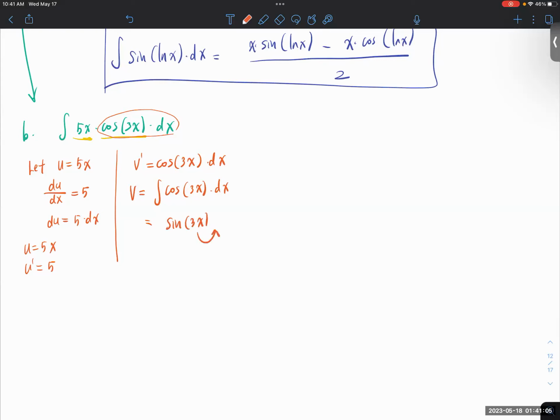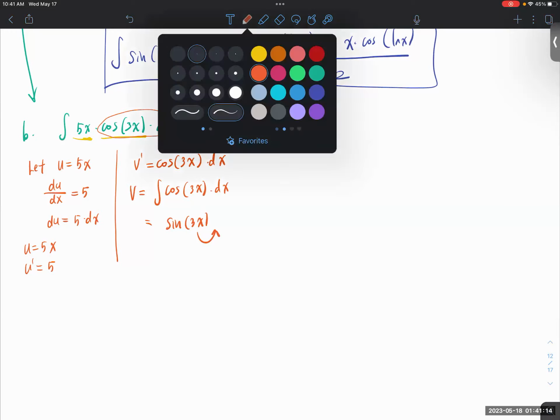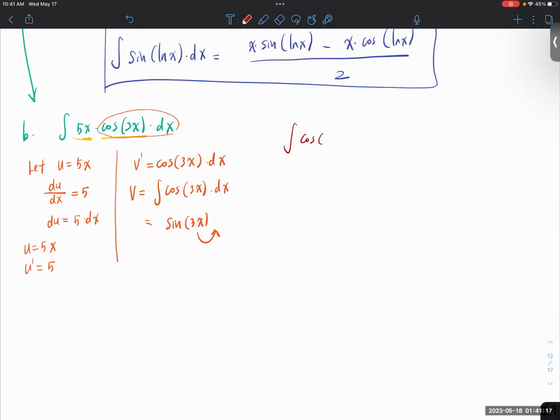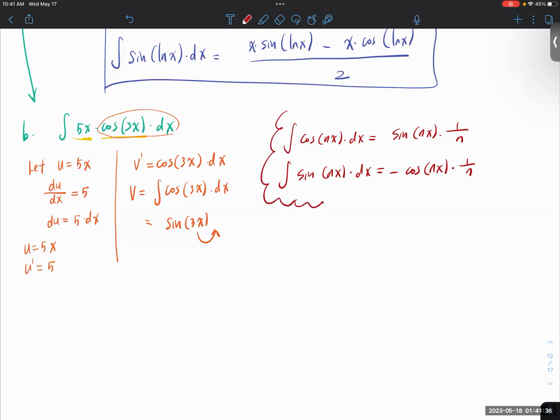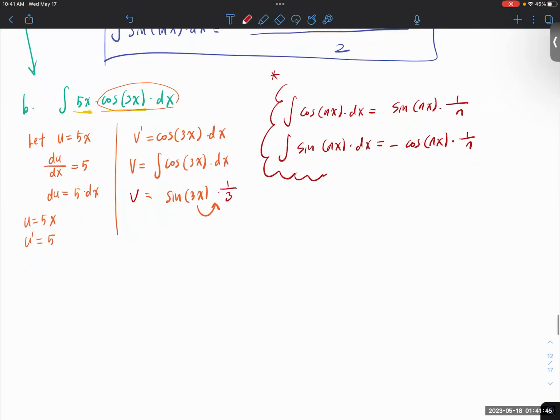And you have to take the chain rule. For 3x, you're going to use a chain rule. Remember, you're going to have a constant. I'm going to write one more time for you. The integral of cosine nx dx is going to be sine nx, and you're going to divide it by n, right? And if you have sine nx dx, taking the integral gives negative cosine nx times 1 over n. This is the note you can find from the table. So there's a 1 over 3. So this is going to be v. So there's a chain rule, and we have all the information.